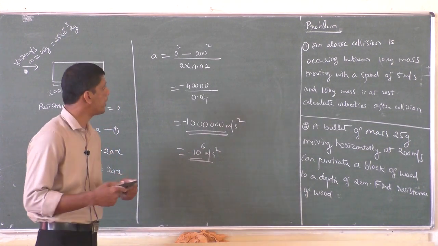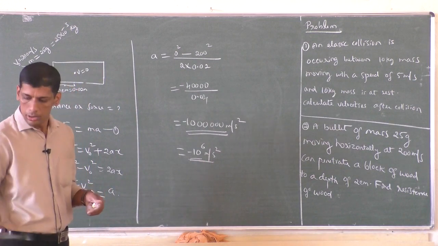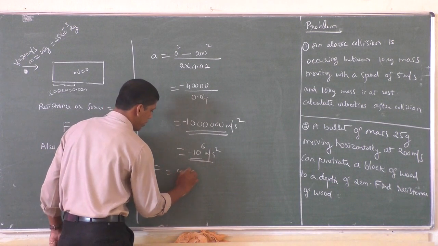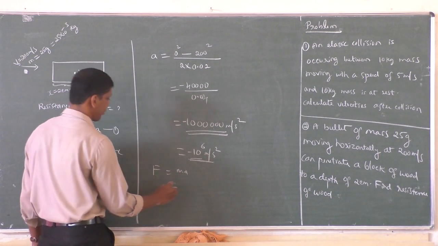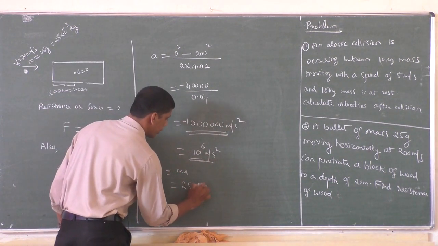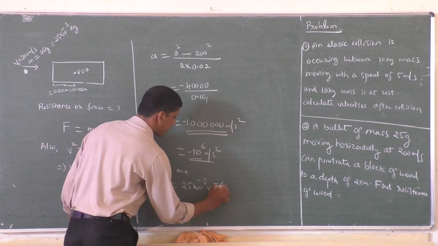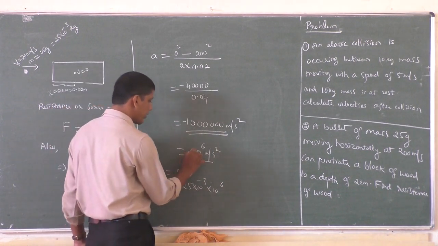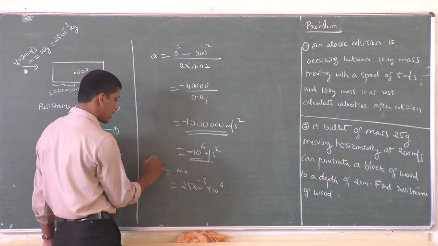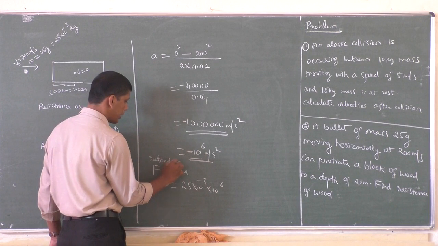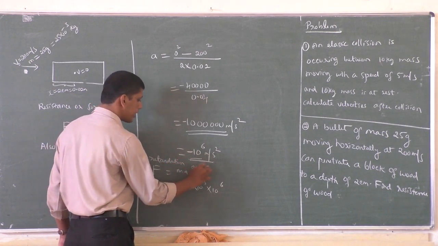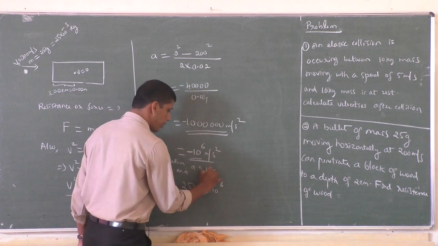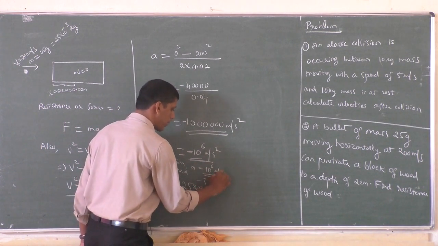Now we have to find out the value of the force. So force should be equal to m into a. What is mass? Mass is given as 25 gram. 25 into 10 to the power minus 3 into 10 to the power plus 6. Here the a value is negative, that means it is retardation. Retardation itself is negative acceleration, so we are not again putting the negative sign here. So 10 to the power 6 meter per second square.